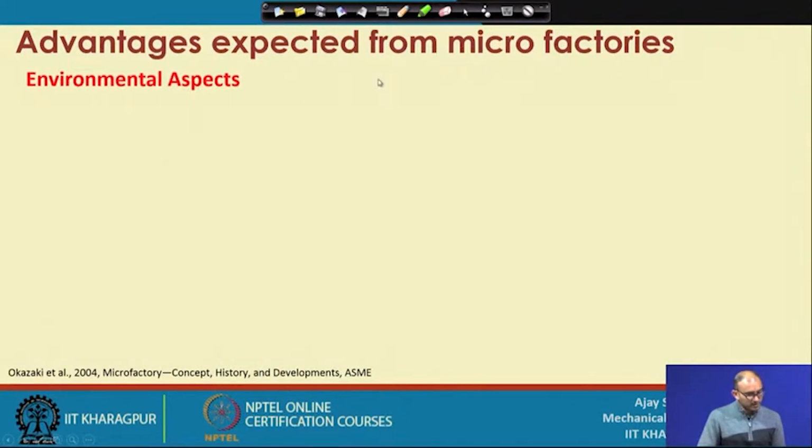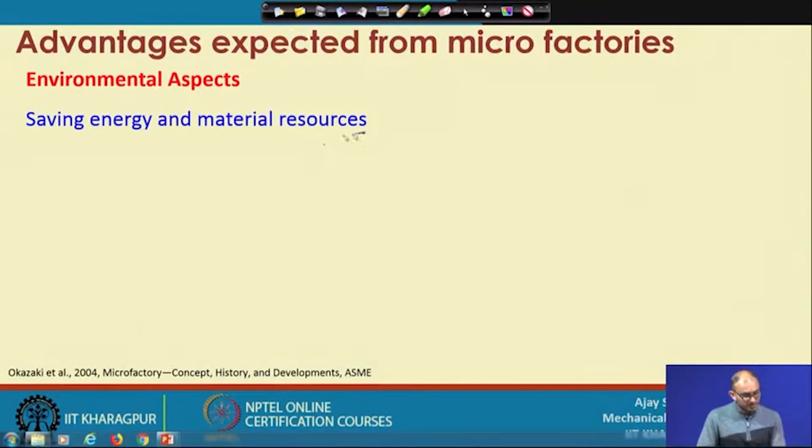Environmental aspects. So, what are the environmental advantages? First is saving energy and material resources, because material resources are many. Material resources are related to the machine components.